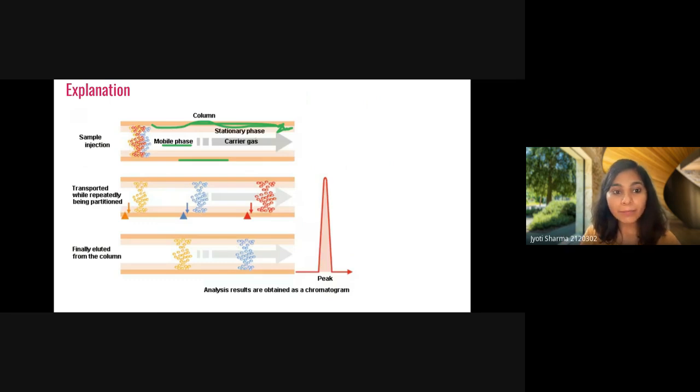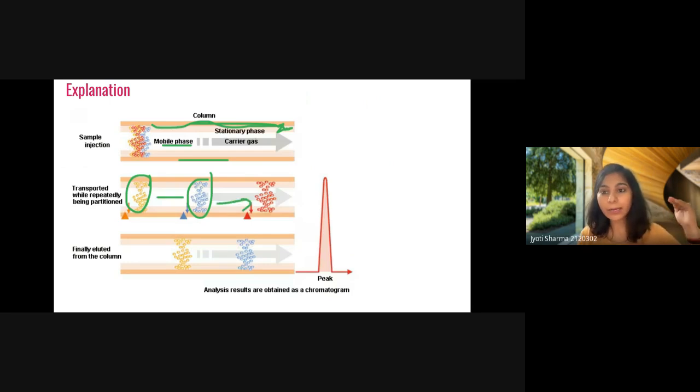Some atoms will be attached and some will not, so the time will be very different, to create the peaks. No doubt every atom will go out because we have the flowing mobile phase, but the peak will appear at a different time. So based on that peak we can analyze which chemical it may be. Okay.